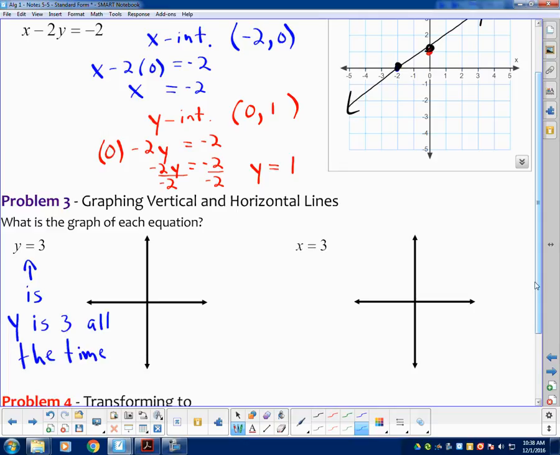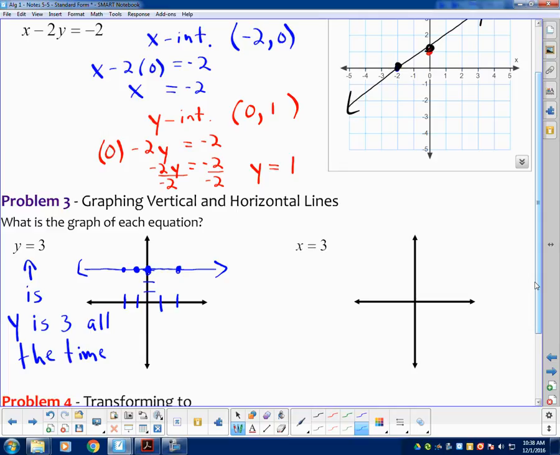And so, for example, if my x coordinate were 0, my y coordinate would be 3. If my x-coordinate were, say, 2, my y-coordinate would be 3. If my x-coordinate were, say, -1, my y-coordinate would be 3. If my x-coordinate were -2, my y-coordinate would be 3. As a matter of fact, no matter what my x-coordinate is, y is 3 all the time. So that is the graph of y equals 3.